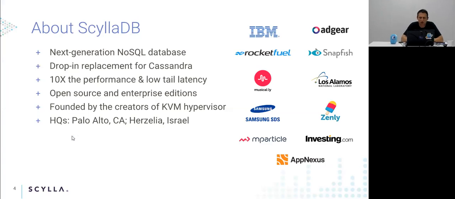So what is ScyllaDB? For those of you who are not familiar, ScyllaDB or Scylla is a drop-in replacement for Cassandra, written from scratch in C++ for better performance, higher throughput, lower latency. The database is GA, or running in production, for about 3 years.